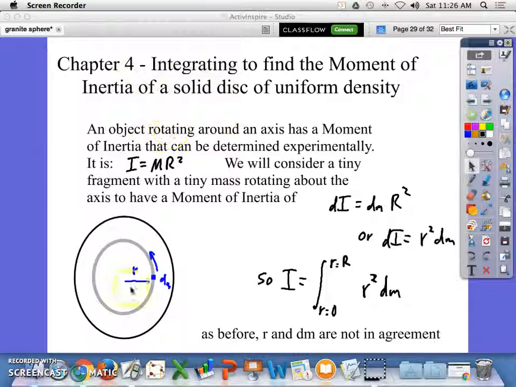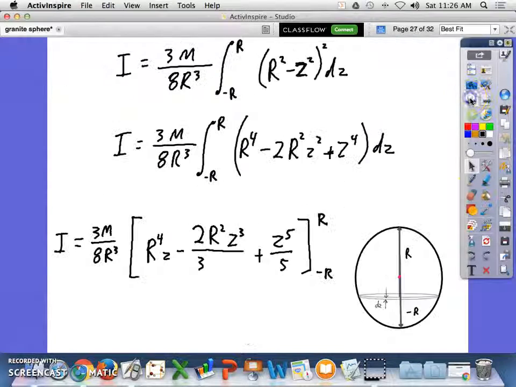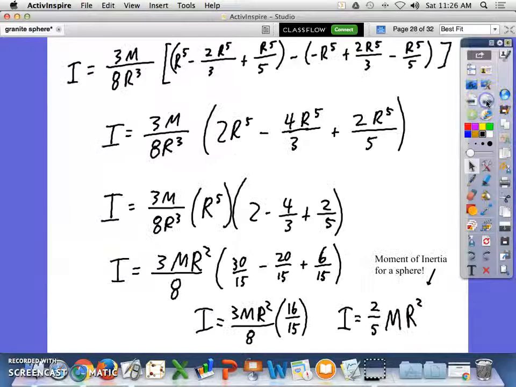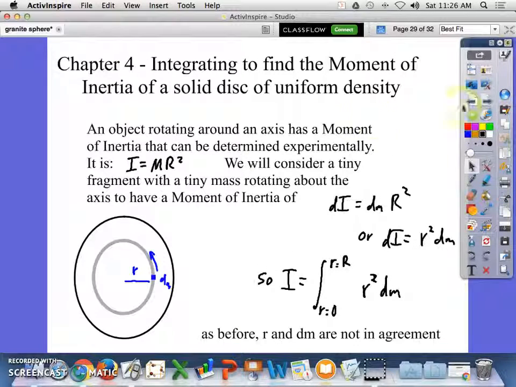So we're now trying to find basically the moment of inertia of each one of these little disks that we're stacking up, that we said fell out of the sky. Okay, so an object rotating around an axis, now I'm in a disk. I'm looking at this disk from above. This is no longer a sphere. An object rotating around an axis has a moment of inertia that can be determined experimentally. This was a little block whirling around on a string, for example. Its moment of inertia would be I is equal to mr squared.